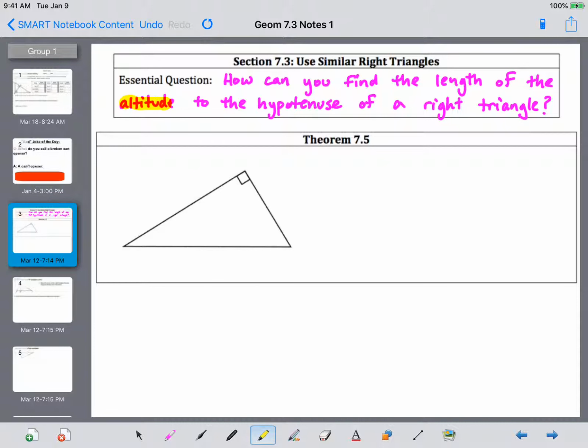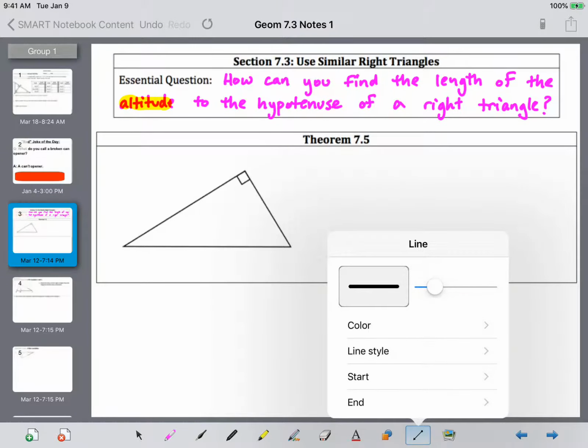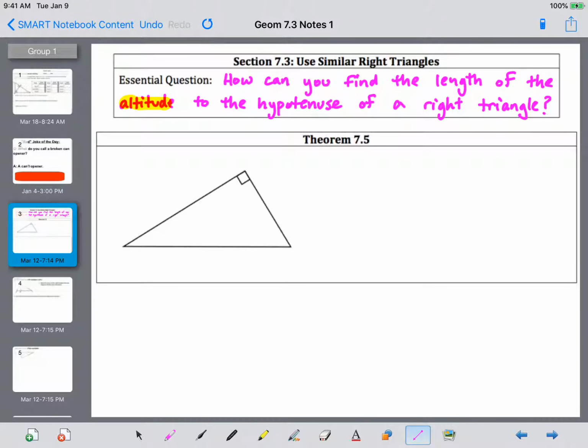So if we have this right triangle down here in theorem 7.5, the height or the altitude to the hypotenuse is this line right here. That line would be the height of that right triangle to the hypotenuse. In other words, if the hypotenuse is the base, which in this case it is, that's the altitude we're referring to. Remember the altitude, that was one of our terms from chapter 5. What happens in this situation is that we actually create three similar right triangles.